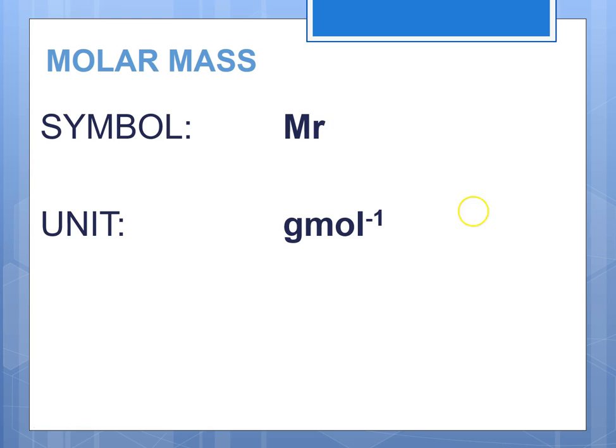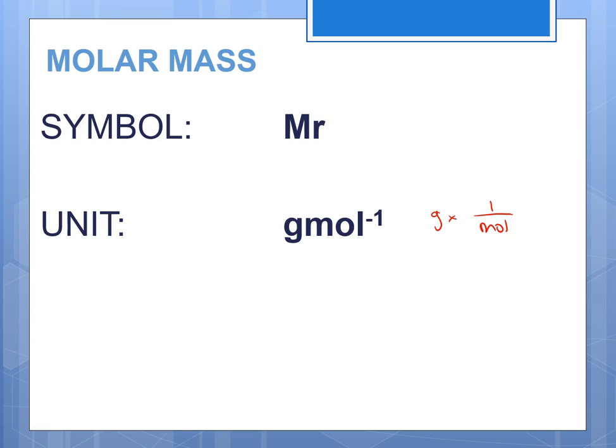So we've got grams times 1 over mole, which means that we essentially get grams per mole. You can write it either the grams/mole way, which is perfectly acceptable, or the g mol^-1 nomenclature, which is also an acceptable way to write this unit. But anytime we quote a molar mass, we must include a unit.